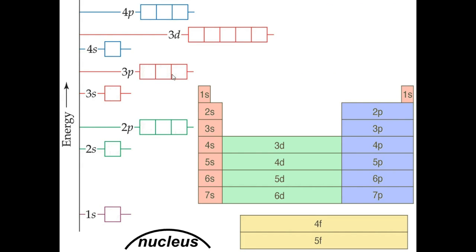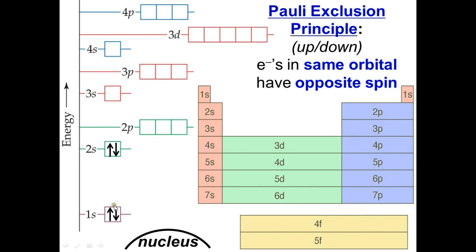And so we have these arrows, and one goes up and one goes down. Same thing, one goes up and one goes down. And pretty much Pauli's exclusion principle is the idea that electrons in the same orbital have opposite spins. So for electrons in the same box, the arrows have to face up and down.